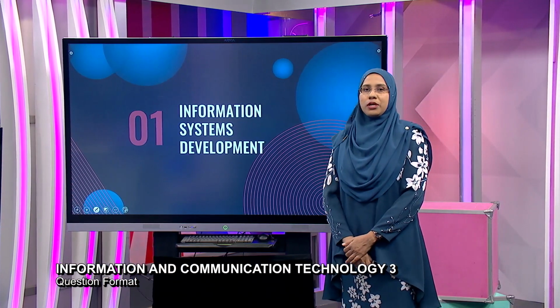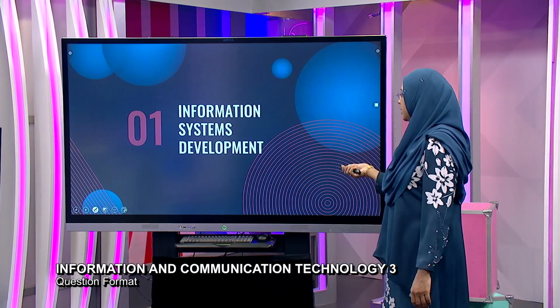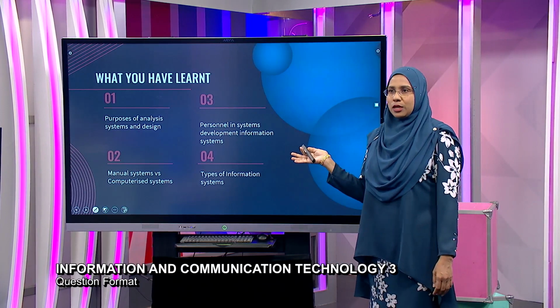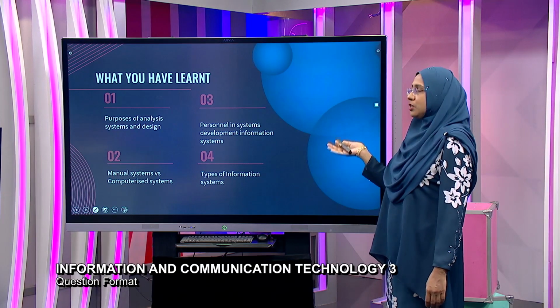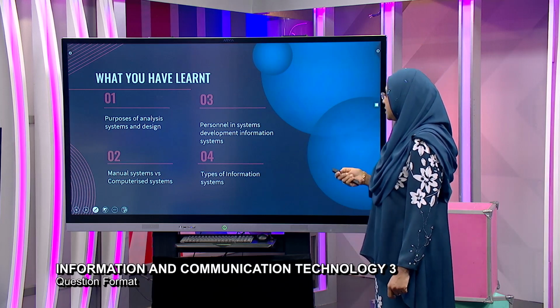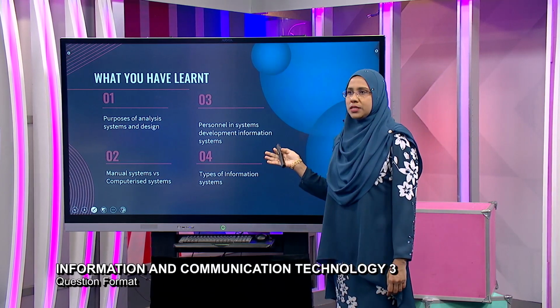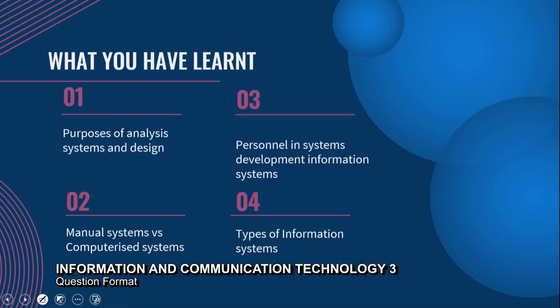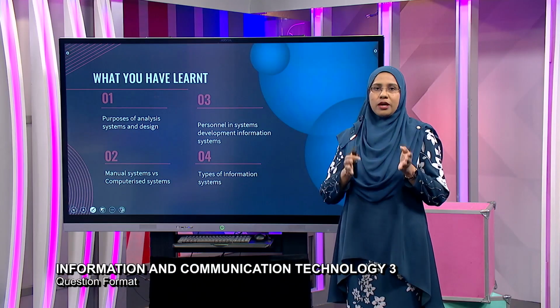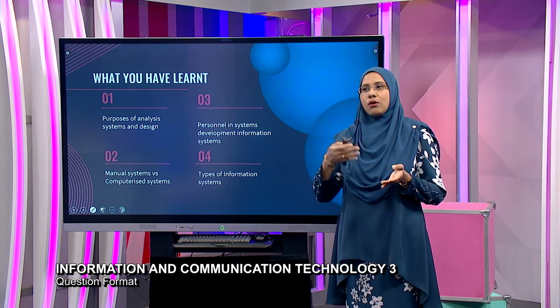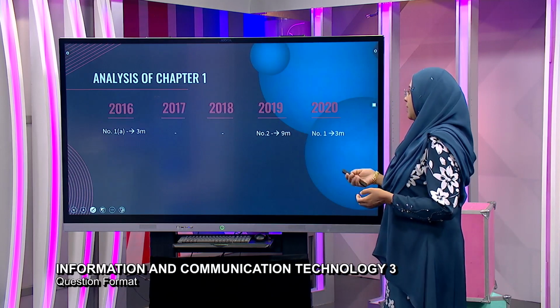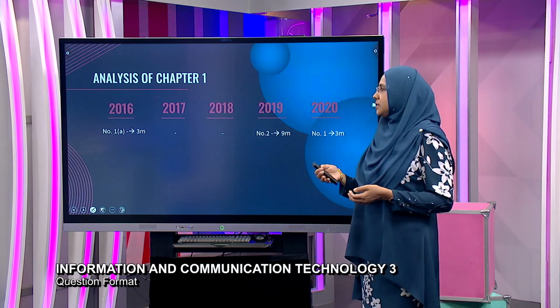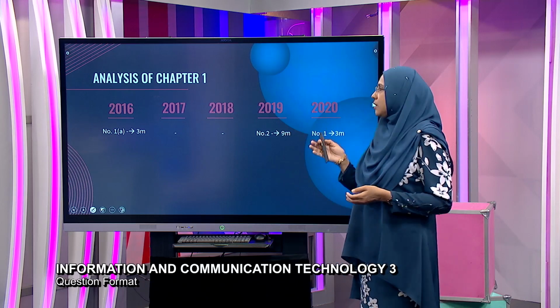The first chapter is about information system development. There are 4 topics in this chapter, a very small, beginning chapter. We learn about the purpose of system analysis and design, manual system versus computerized system. The third topic is personnel in system development information system, and the fourth is types of information system. In this chapter, you have to read and remember because you will be tested on your knowledge.